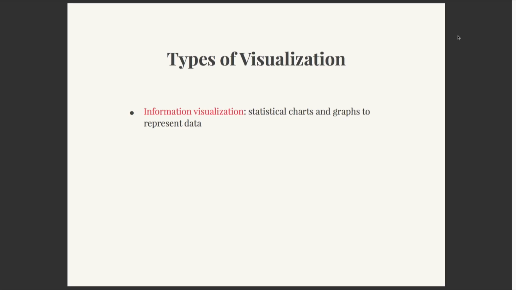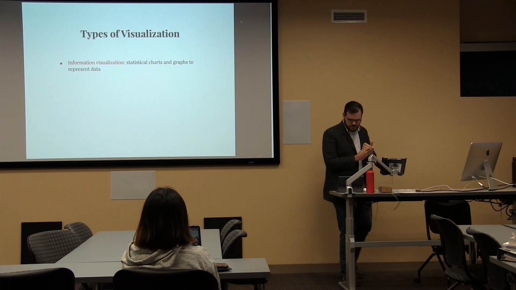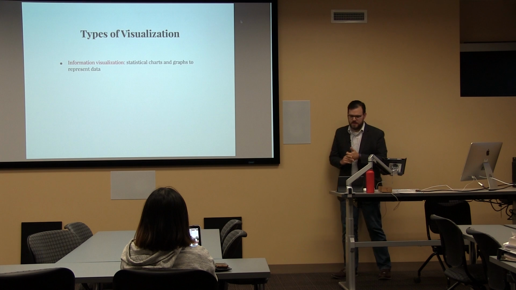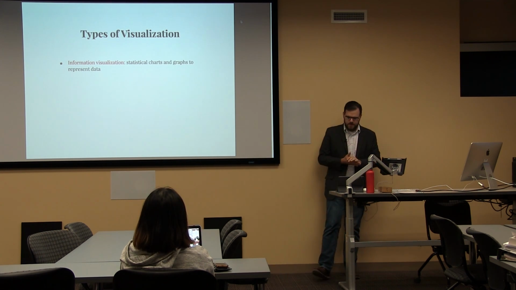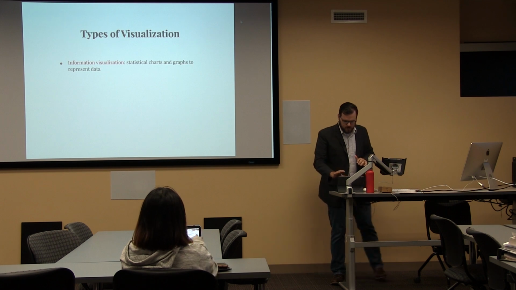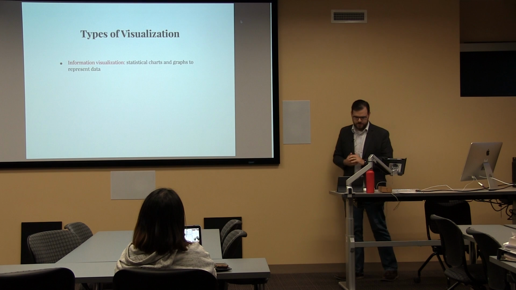And there's generally 3 types of visualizations that we can kind of categorize these things into. The first, and the one that we're going to focus on tonight, is called information visualization. These are often statistical charts and graphs, but they can also be other visual or spatial metaphors, so maps, for example. So this is the visual representation of data itself.